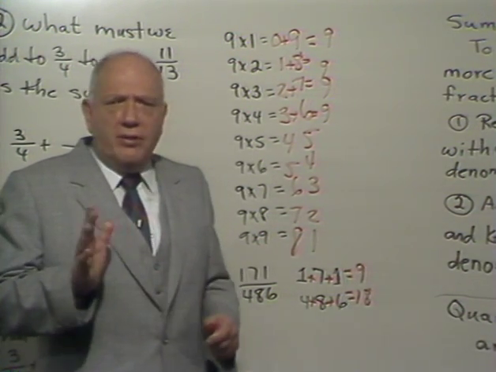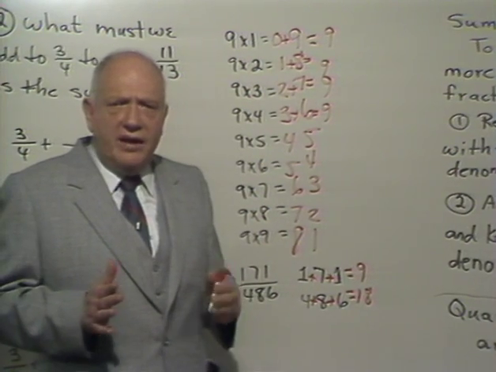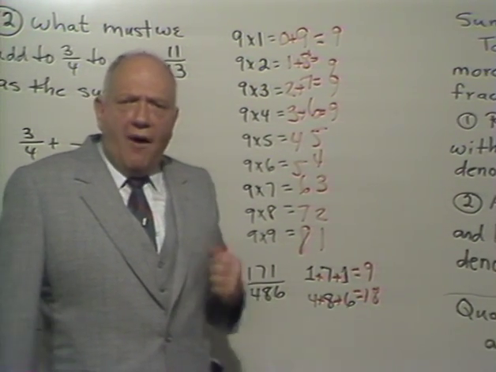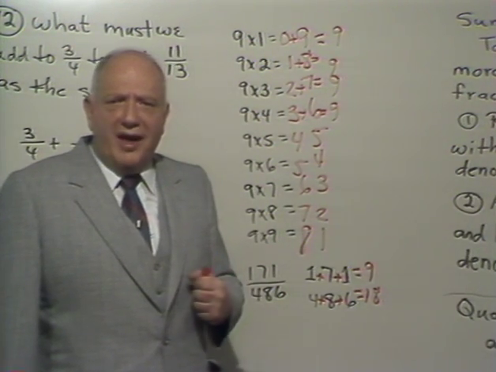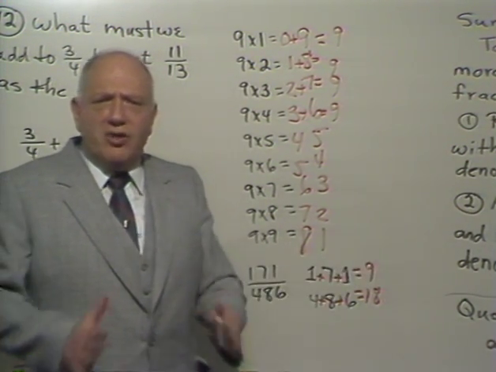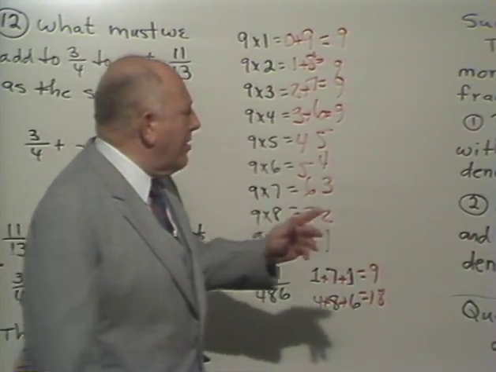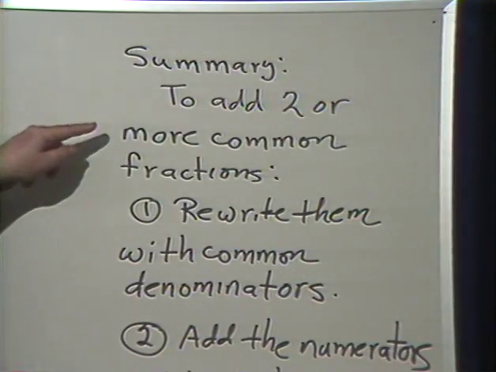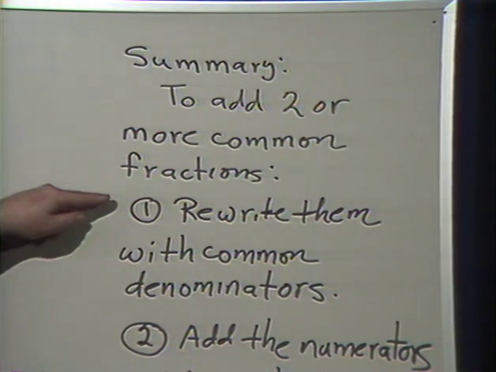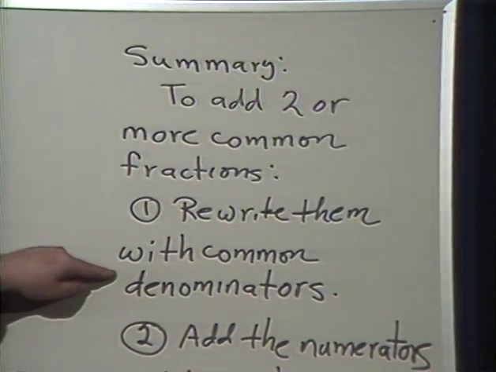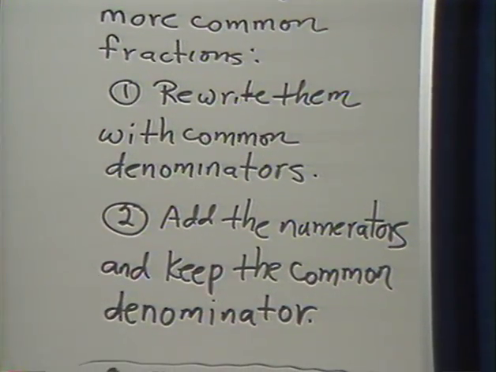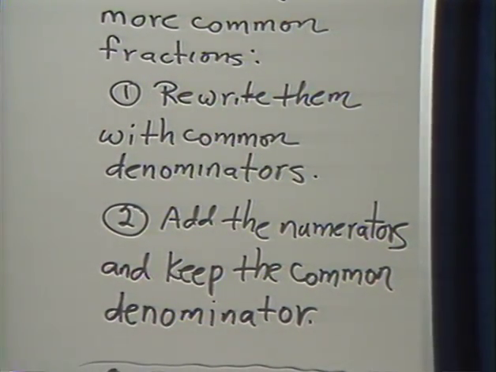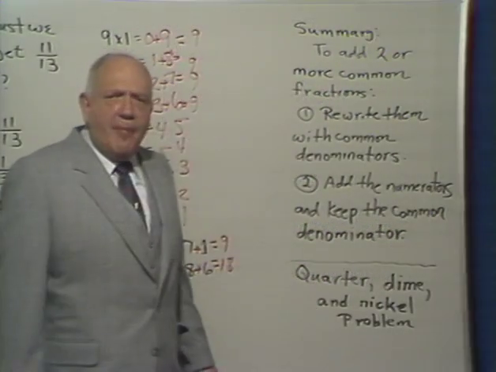And we're coming just about to the end of our lesson and our discussion for today, so let me wrap it up. And the moral of today's lesson is, again, the more things change, the more they stay the same. If we take this whole lecture, which ran kind of long, and summarize it, all we really said was to add 2 or more common fractions. First of all, rewrite them with common denominators, and after you've done that, add the numerators and keep the common denominator.